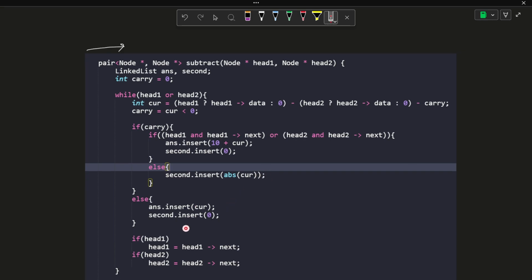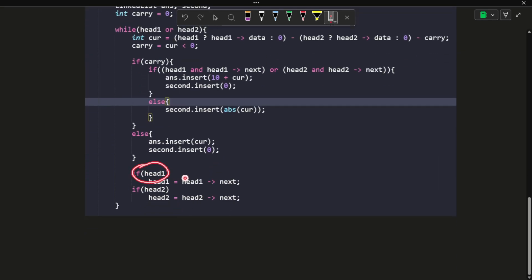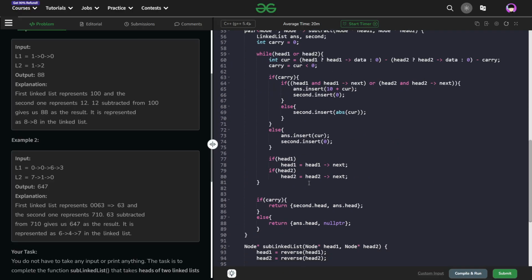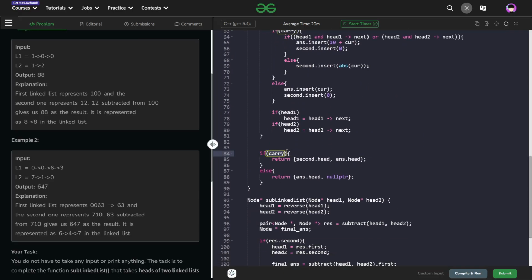Now if head 1 is not equal to null pointer, I am going to move it forward. If head 2 is not equal to null pointer, I am going to move it forward. After I do this, if carry, that means I still needed a carry and both of the numbers are finished. This corresponds to the condition where the first number was less than or equal to the second number.